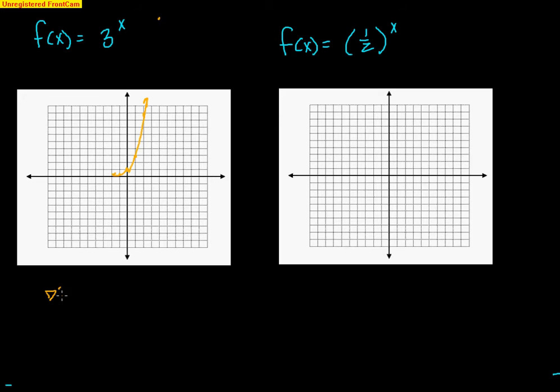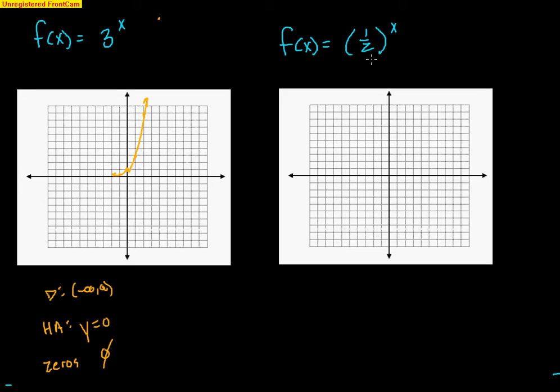But my domain is still all real numbers. That doesn't really change. I still have a horizontal asymptote at y equals 0. I still have no zeros. I'm going to use a circle with a line through it to represent that there's none. So all of that stuff is staying the same. As I go to the right, as I go towards positive infinity, my graph is still going up. As I go towards the left, my graph is still going down, approaching 0.